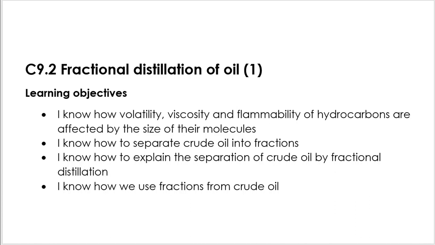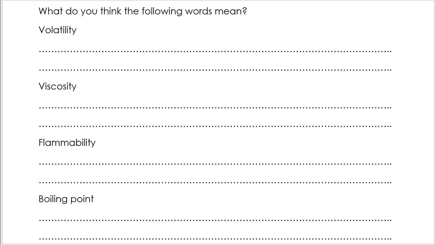There's a lot of new key terms if this is your first time, or a lot of key terms to revise if you're going back over this. Let's start with that actually and think about what these 4 words mean in the context of fractional distillation and crude oil. So, volatility is how easily something turns into a gas. If something is more volatile, it becomes a gas much more easily.